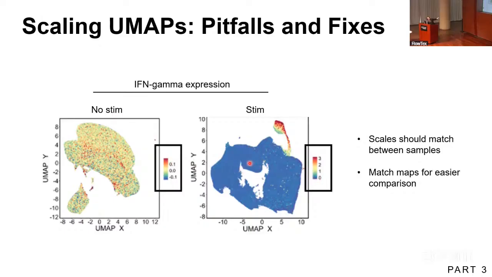The other thing I'll just say about this is to match UMAPs as much as you can to compare them. And you do that by concatenating files together. You run the program and then you gate to split out the samples separately. So it's better to do it together than to do things separately.